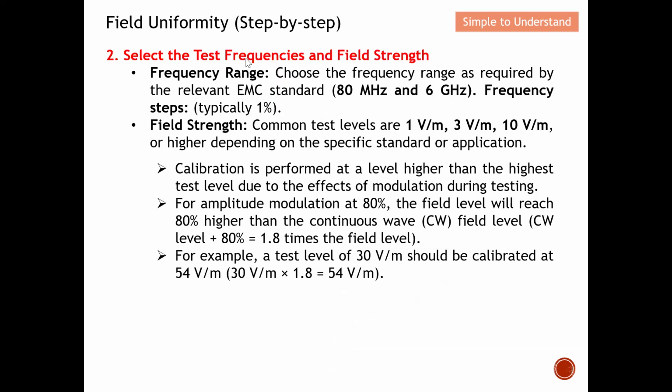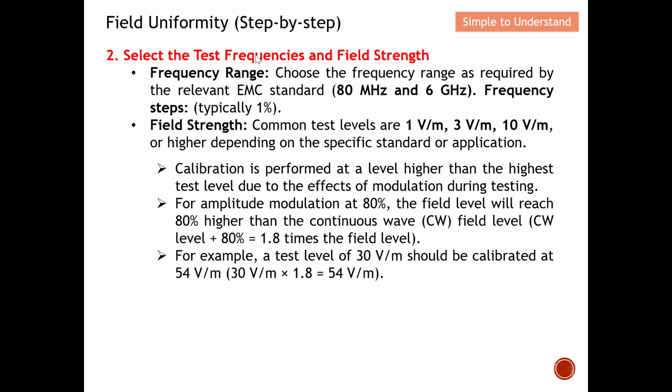The second step is to select the test frequency and field strength. Most of the time when we do RI, the frequency range will be from 80 megahertz to 6 gigahertz. We break this into two bands. One will be 80 megahertz to 1 gigahertz, which is my case here. One we call the lower band frequency, and one we call the higher band frequency. We have an antenna that serves from 80 megahertz to 1 gigahertz, which is the lower frequency. The higher frequency will be done by a horn antenna from 1 to 6 gigahertz.